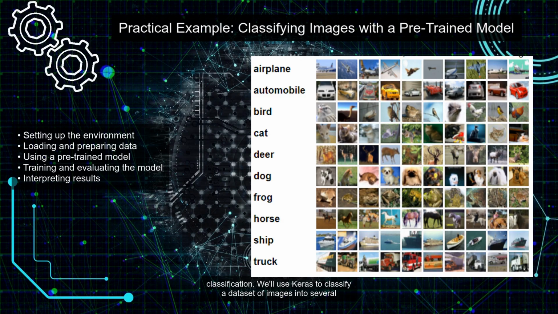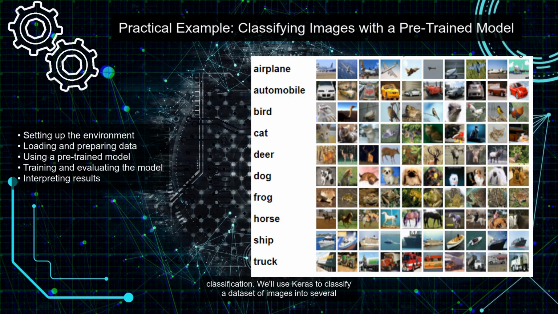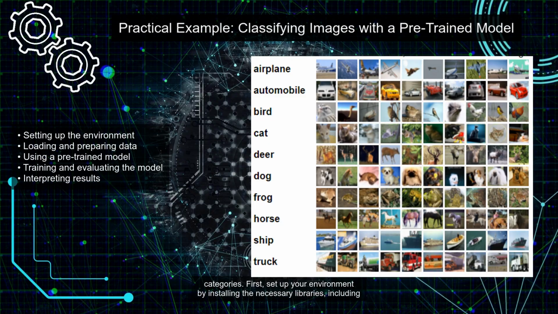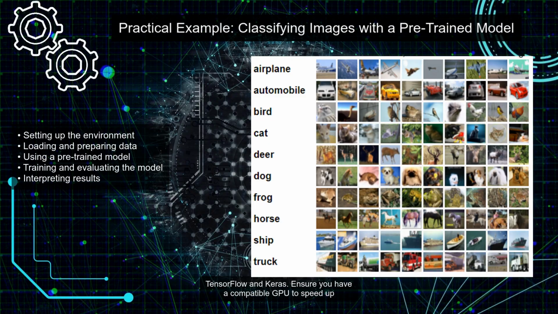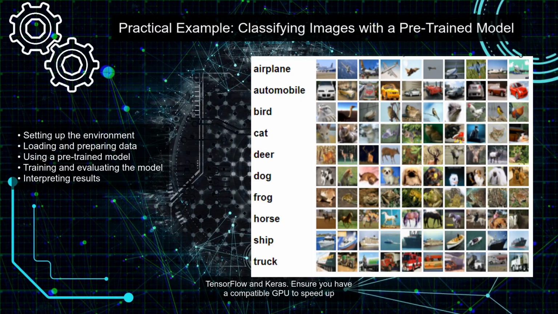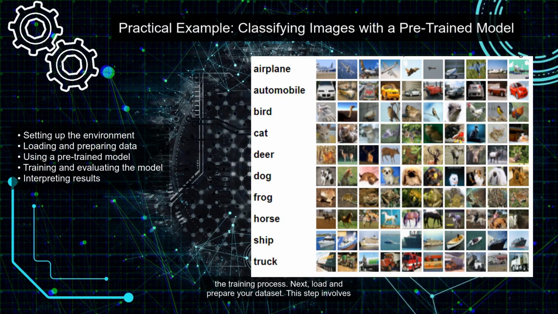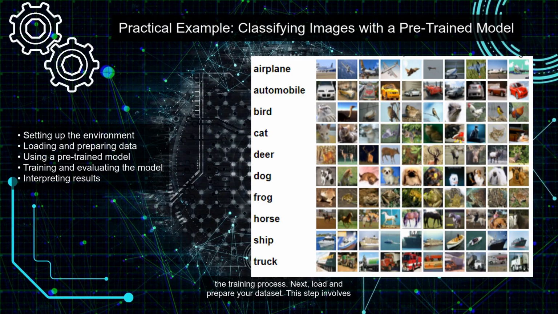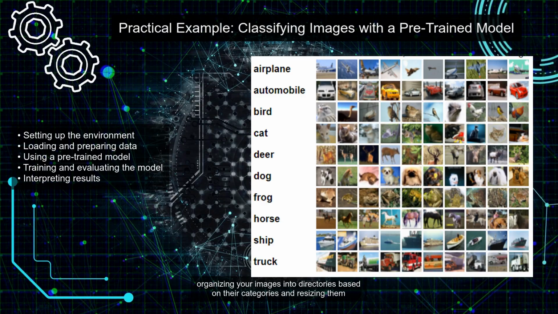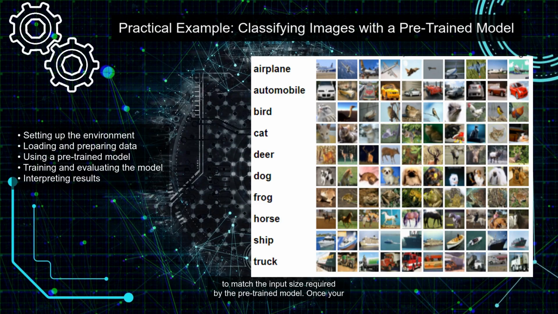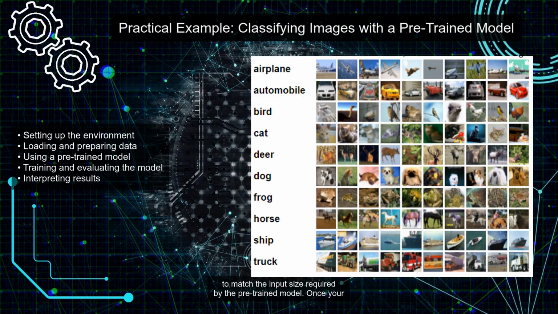Let's walk through a practical example of using transfer learning for image classification. We'll use Keras to classify a dataset of images into several categories. First, set up your environment by installing the necessary libraries, including TensorFlow and Keras. Ensure you have a compatible GPU to speed up the training process. Next, load and prepare your dataset. This step involves organizing your images into directories based on their categories and resizing them to match the input size required by the pre-trained model.